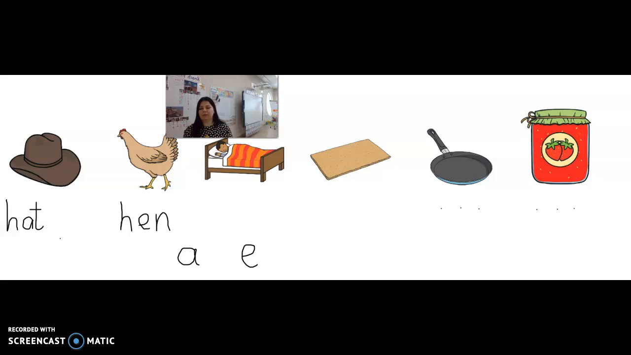Jam. Again, let's go back to these 2 letters. Like an apple, like an egg. Remember to write your words, take a picture and send it to your teacher.